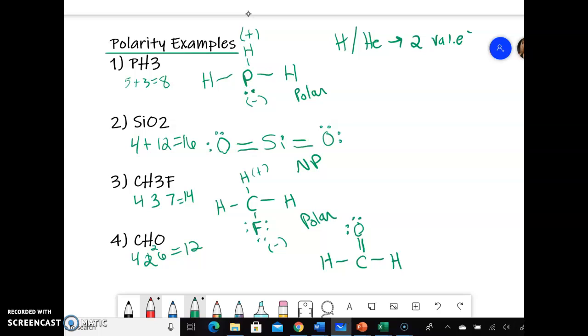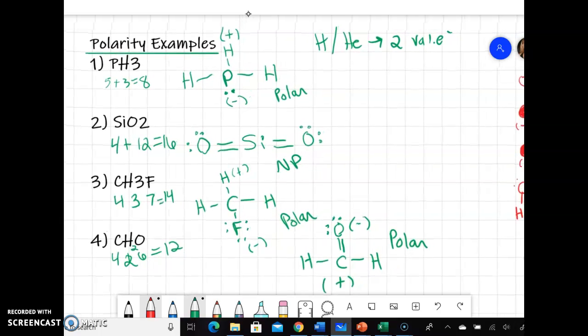So now let's look and see about the polarity. So there's no extra dots on the C, but notice that oxygen is really electronegative compared to hydrogen. And so oxygen is pulling harder than hydrogen, and so the oxygen side of that molecule will be more negative. So this one will be polar as well.